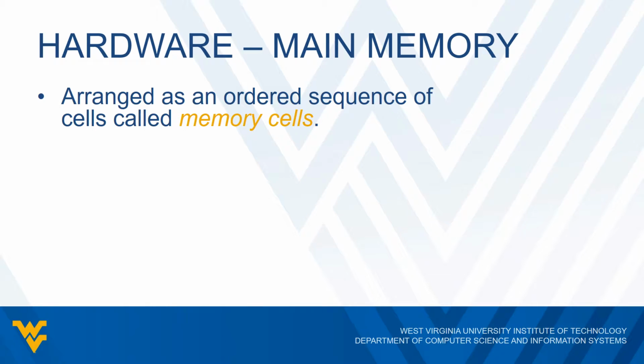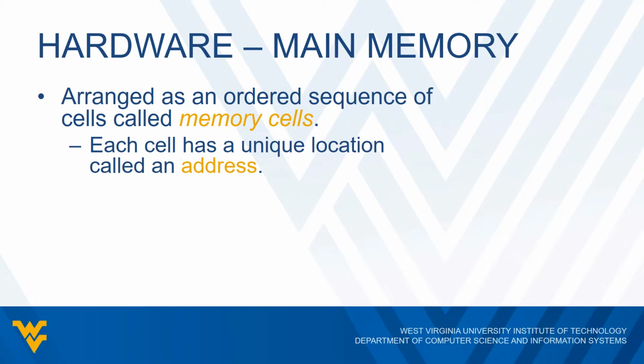Well, it's arranged as an ordered sequence of cells, and we call these memory cells. Each cell within this arrangement has a unique location and its contents. This location is called an address. So let me give you an example.